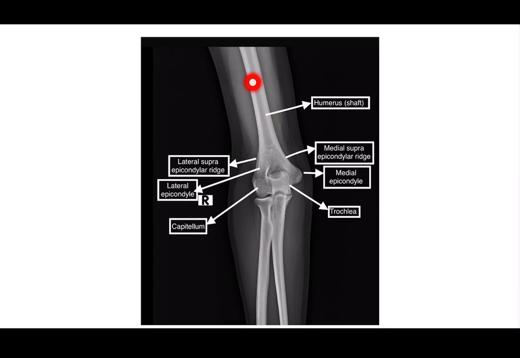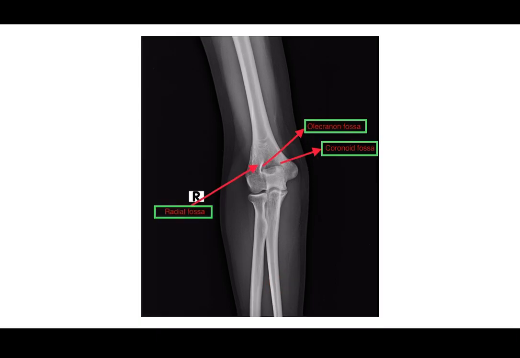Again, this is the shaft of humerus. This is the medial supraepicondylar ridge. This is the medial epicondyle, and this is the trochlea. The trochlea is the part of the humerus which is articulating with the ulna. This is the ulna and this is the ulnar shaft. Now there are three fossa in the elbow joint.